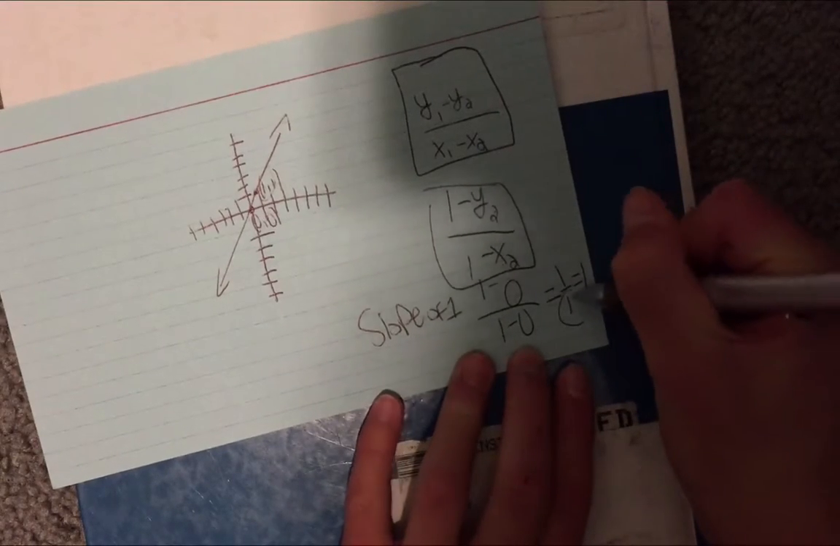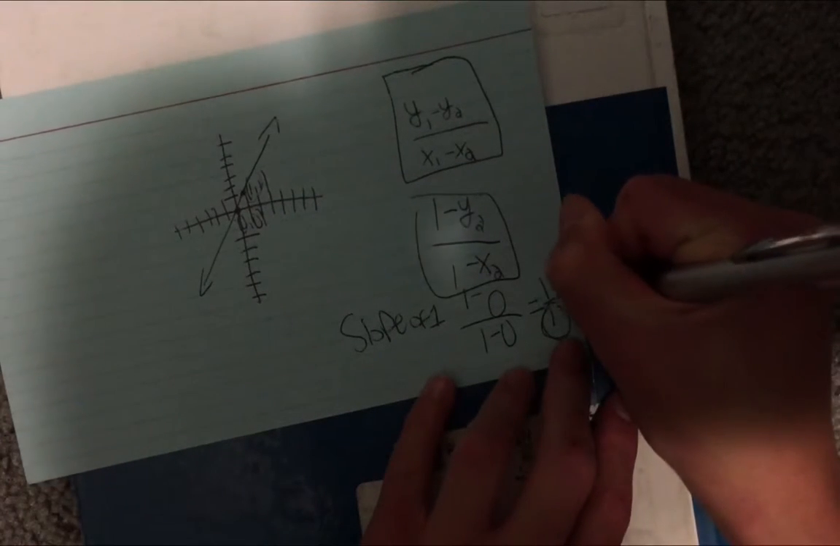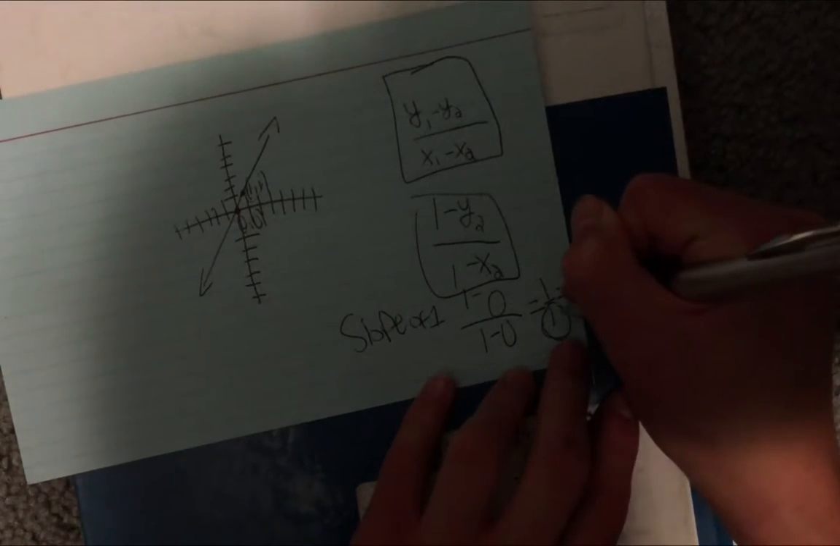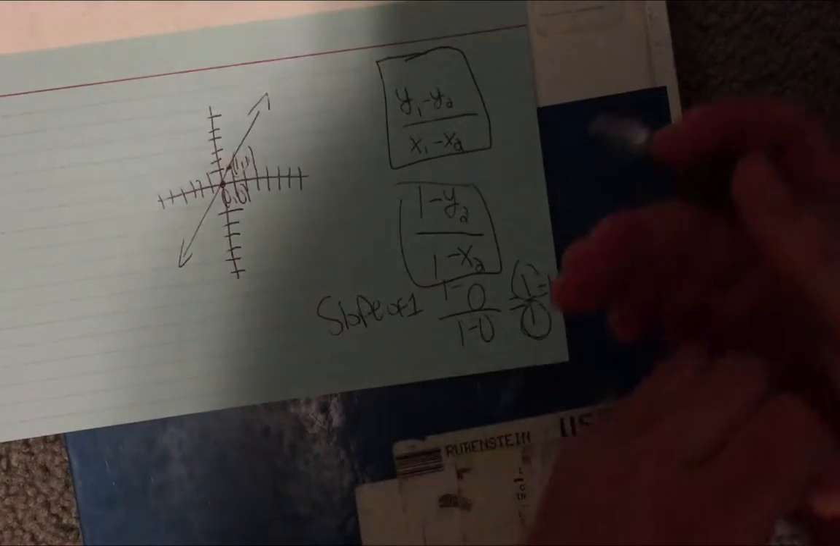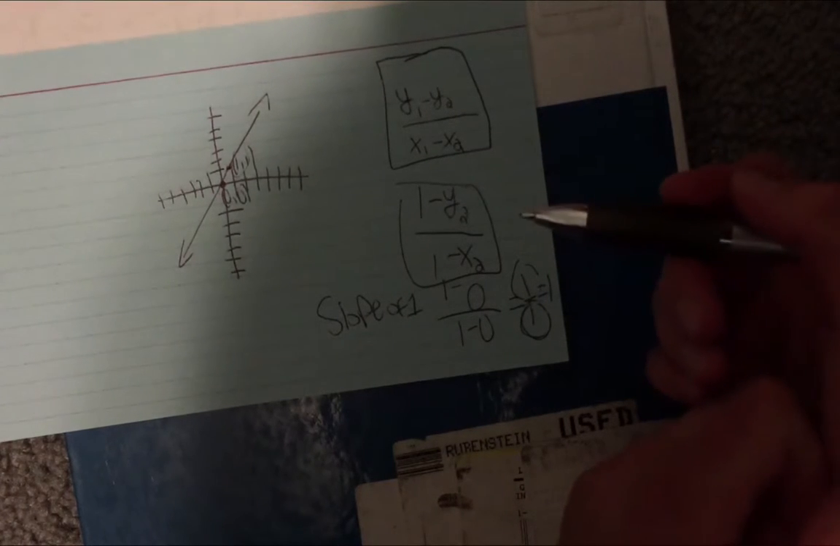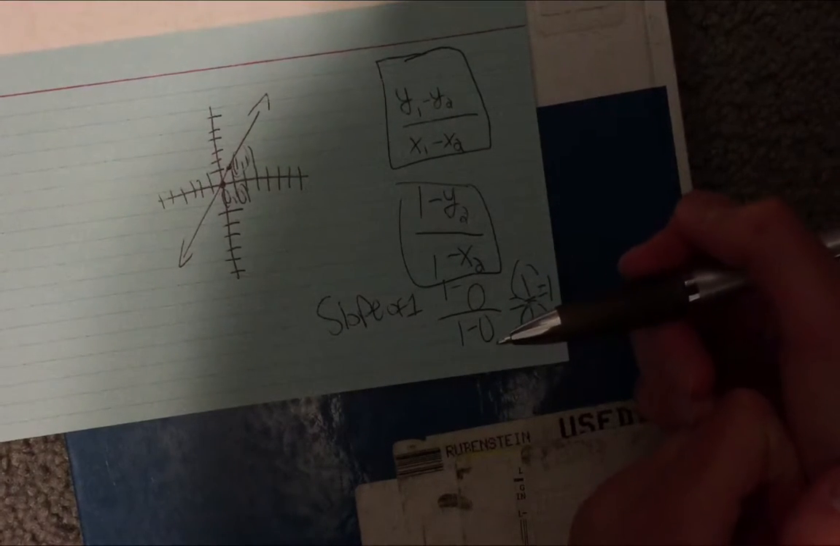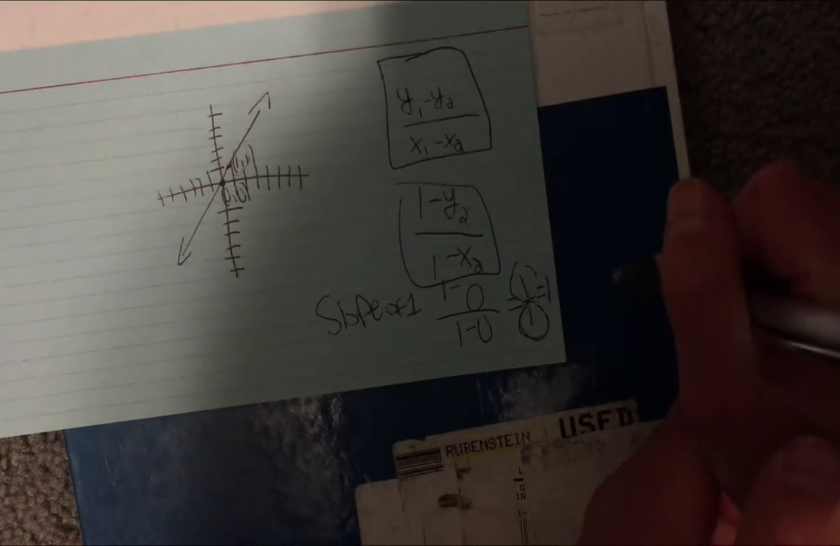This number tells you how many spaces you move over. If it's positive, you move to the right. If it's negative, you move to the left. This number tells you how many spaces you're going to move up or down. If it's positive, you move up. If it's negative, you move down. So because these are both positive, I'm moving up and right.